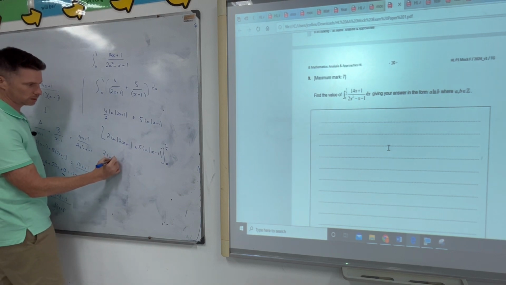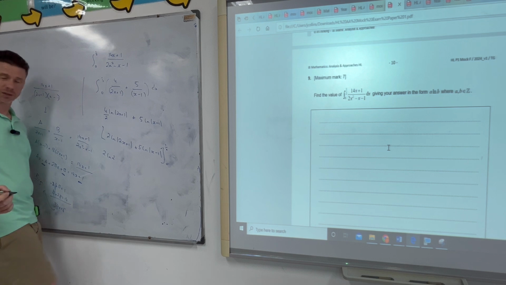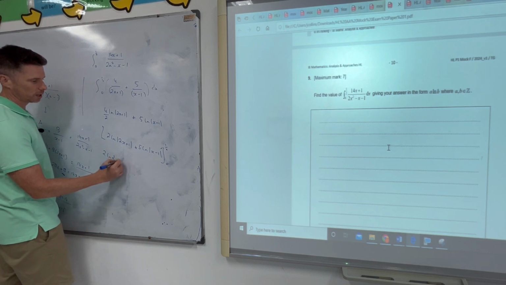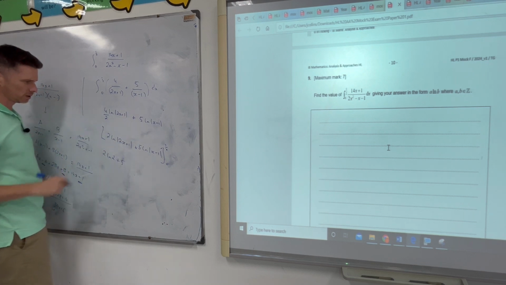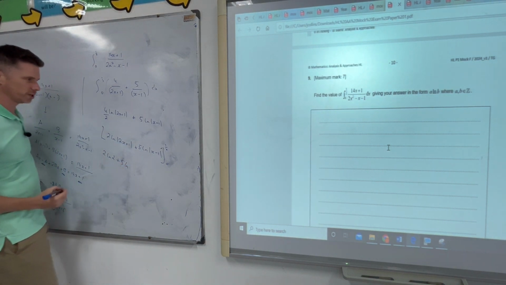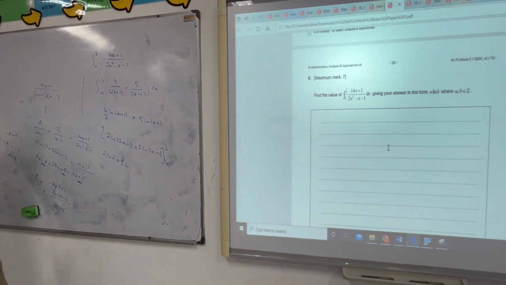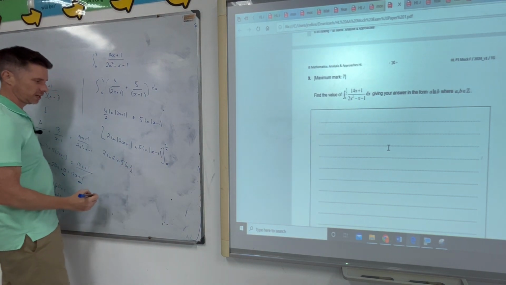Would it be easier to name them? You could. I've already started this, so I'm not. Plus 5 ln of a half minus 1. When I did this myself, I got it wrong because I rushed it. So what's a half minus 1? That's minus a half? Well, it's the absolute value, so it's positive a half. So it's 5 ln of a half.